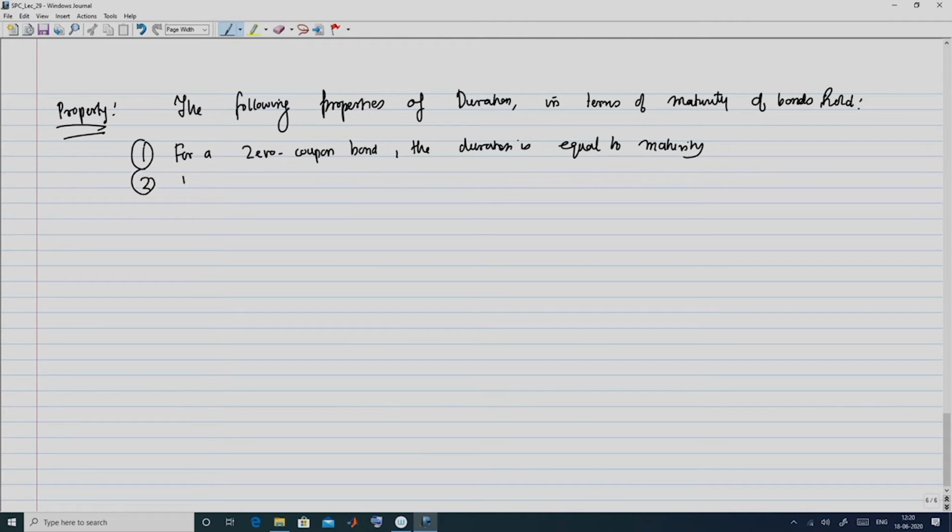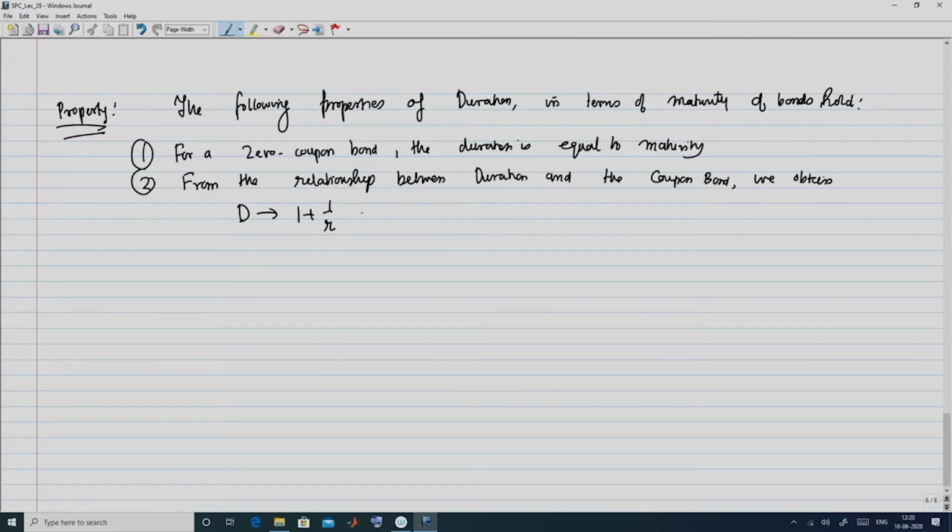The second property is that from the relationship between duration and the coupon bond, we obtain that the duration tends to 1 plus 1 over r in case of a perpetual bond, that is as T tends to infinity, for any fixed coupon C.